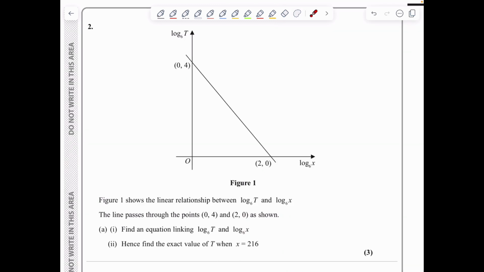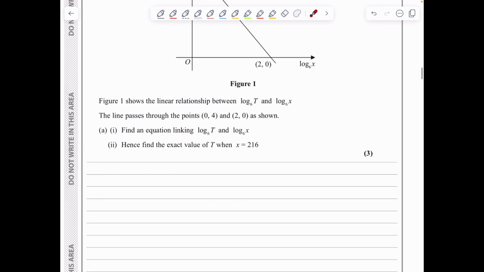In question 2, we've got the graph here showing the linear relationship between log t base 6 and log x base 6, and the straight line passes through (0, 4) and (2, 0). Well, we need to find an equation linking log t with log x, and then find the exact value of capital T when x is 216.